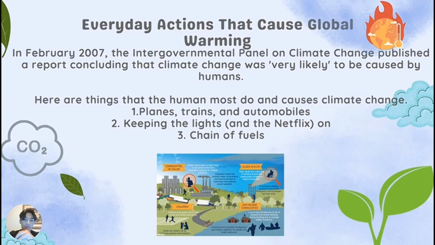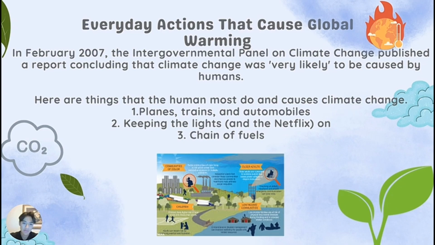Well, I will talk about everyday actions that cause global warming. Starting in February 2007, the Intergovernmental Panel on Climate Change published a report concluding that climate change was very likely to be caused by humans. And there are things that humans do that cause climate change, starting with planes, trains, and automobiles. This is because burning fossil fuels produces carbon dioxide and nitrous oxide. The problem with this is that it has been happening for more than a century.